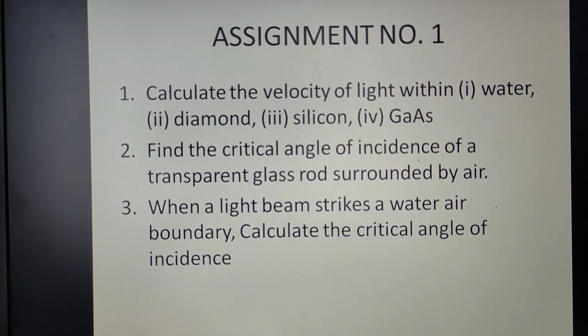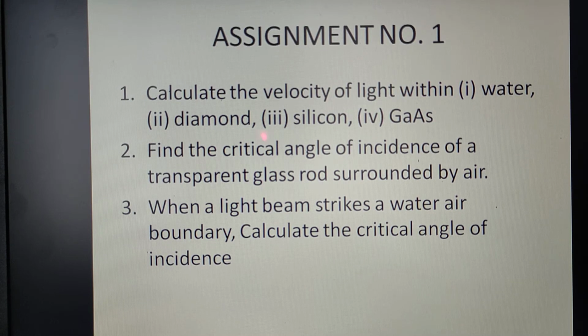Now, over here I am giving you an assignment. Based on mu equal to C by v, I want you to find the values of these problems. What will be the critical angle? Calculate the velocity of light within water. Mu is equal to C by v. The refractive index of water is 1.33. The refractive index of diamond is 2.42. These are given. Use this. C is given. Find the value of the velocity of light within that particular medium.